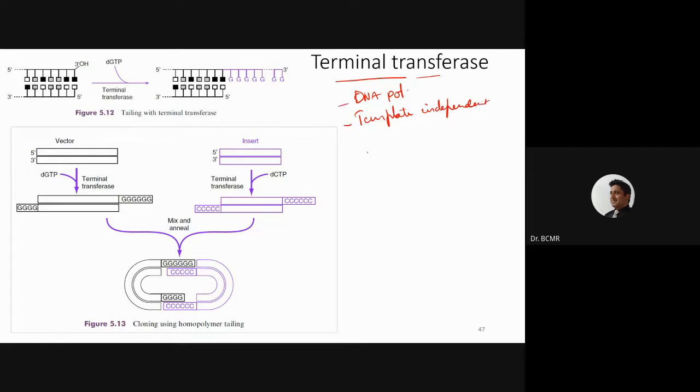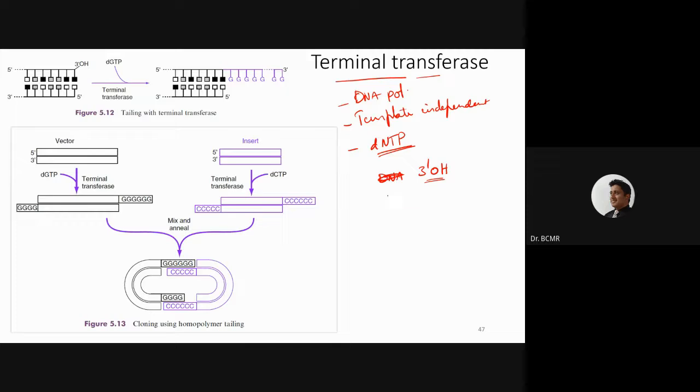And the important other part is template independent, meaning whichever base nucleotide substrates are available, it will just polymerize them. The substrates would include dNTPs, any of the dNTPs or all of the dNTPs, deoxynucleoside triphosphates, and they would also require a DNA molecule, DNA or RNA, any nucleic acid molecule.